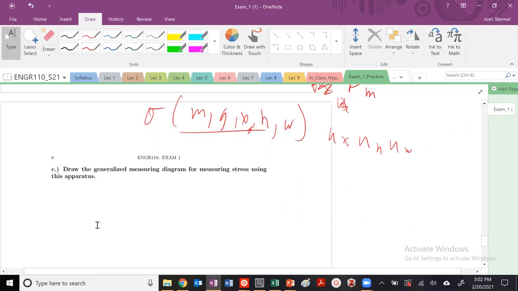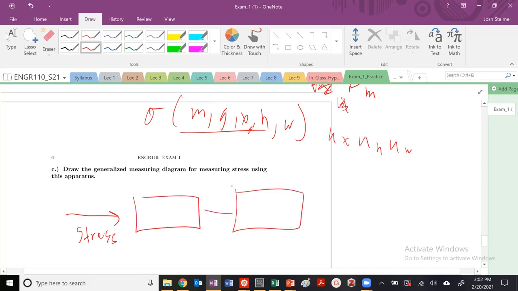Great. Draw the generalized measurement diagram for measuring stress using this apparatus. So what's our input? We want to measure stress. So our first stage is signal transduction, then signal processing, and then our readout stage. We do have an additional calibration step. So we calibrate with our FCF, our force correlation factor. What we do here is convert a force to voltage using a piezoelectric, and then we convert that voltage back in our readout stage. So this is our sensor transduction stage.